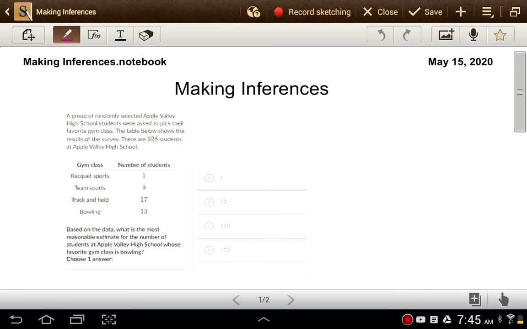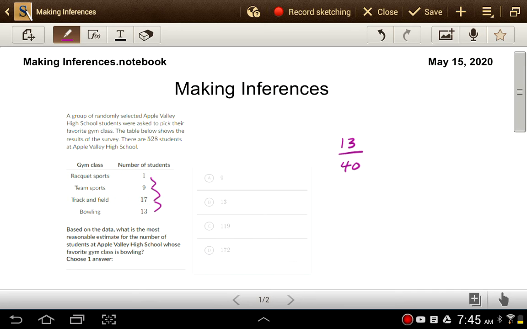So I would set up a proportion. I'd take the number of students that liked bowling, 13, over the number of students they surveyed. And so to do that, I have to add these up. 1 plus 9 plus 17 plus 13, and when I add those up, I get 40. So 13 out of the 40 students liked bowling. So that's the percent that I'm going to work with.